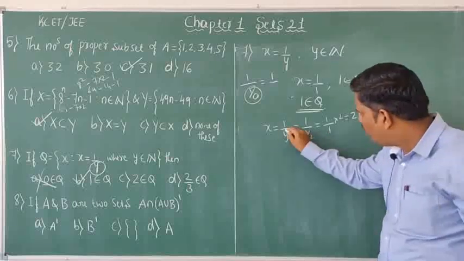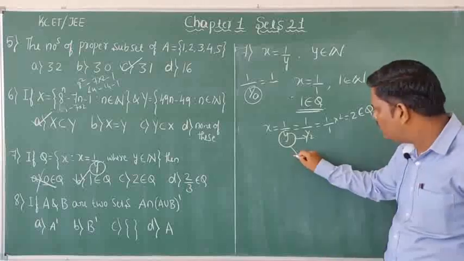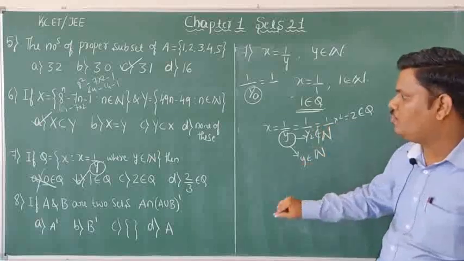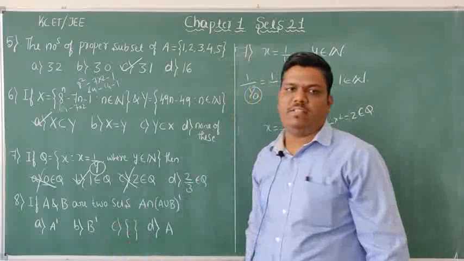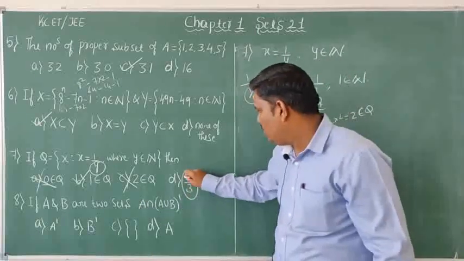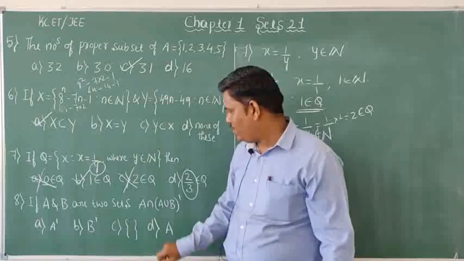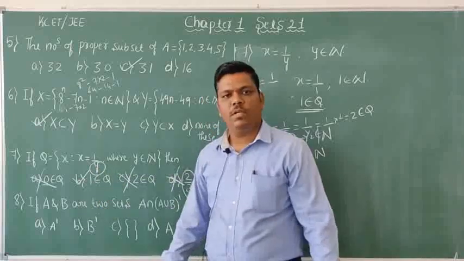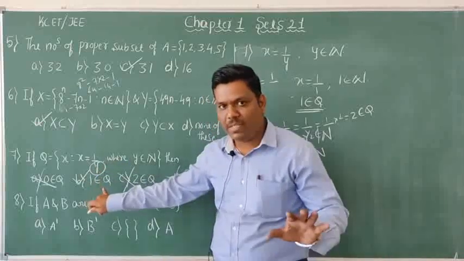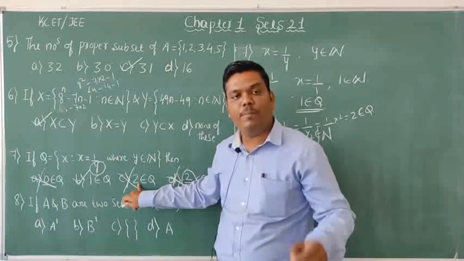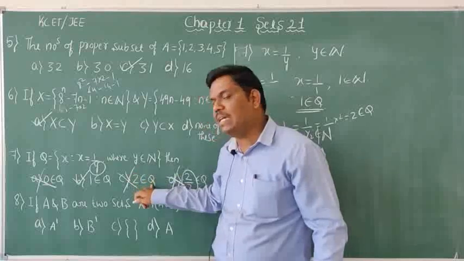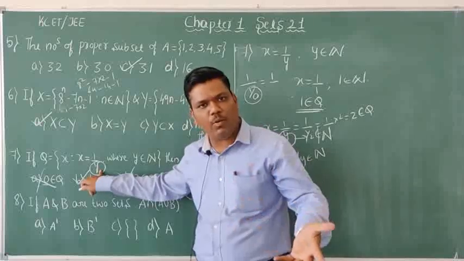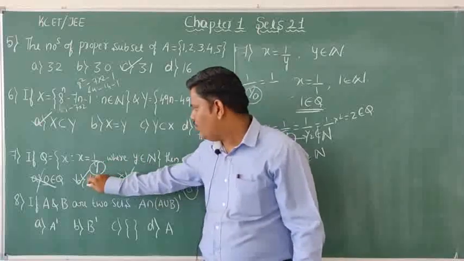only when y must be 1 by 2. But y is a natural number, and 1 by 2 is not a natural number. Therefore, this is not the answer. Similarly, 2 by 3 is not a natural number, so this is not your answer. Your answer is B. If 1 belongs to Q, then 1 is a natural number. Please observe, 2 is also a natural number, but that 2 must be present in this set Q only when we substitute y is equal to 1 by 2. But 1 by 2 is not a natural number. Therefore, your answer is B.